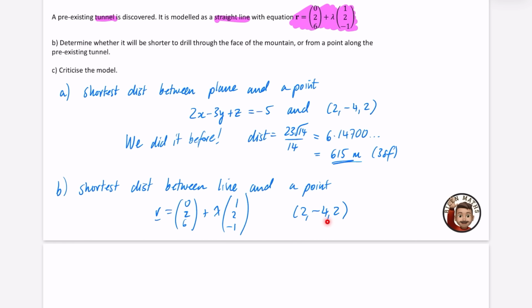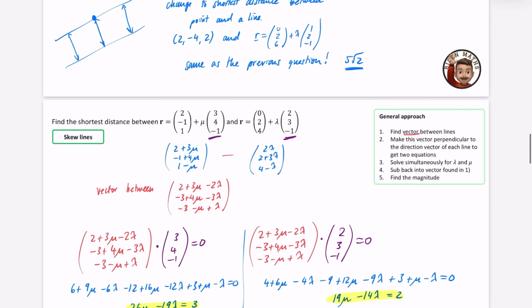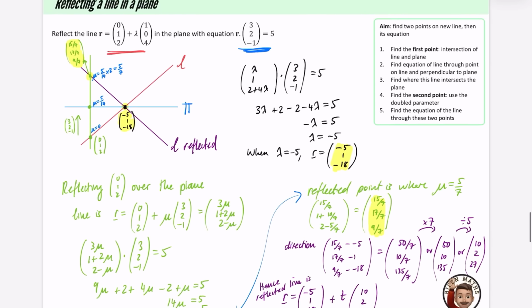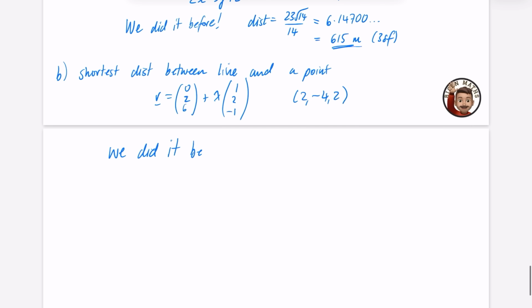Oh, well, wouldn't you know it? We also answered this question earlier on. So we have the shortest distance between a point and a line. Here is the point, the (2, -4, 2). Here is the line. We did it earlier, and the distance was 5 root 2. So I'm going to save us some time. We're not going to do the same things again and again. We did it before, and the distance was 5 root 2. Again, it's in the modelling context, so this is 7.071. Times it by 100 to get it in metres, and it is 707 metres to 3 significant figures.